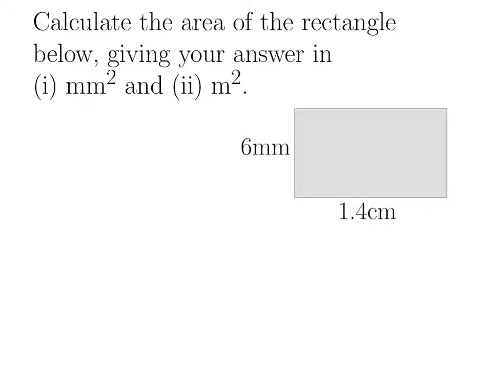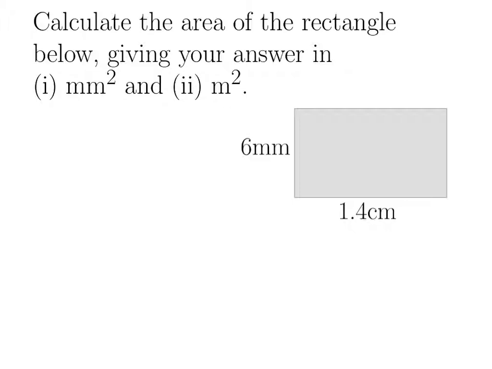In this question, we have to calculate the area of the rectangle and then give our answer in terms of two different units, first millimetre squared and then metre squared. Take a look at the units given in the diagram. We've got 1.4 centimetres for the length and 6 millimetres for the width.